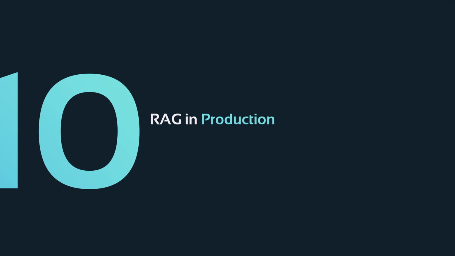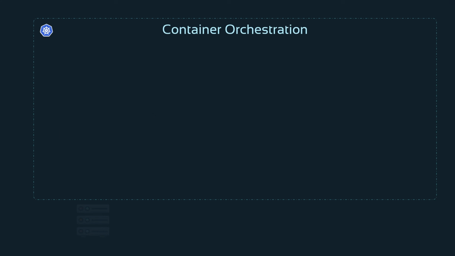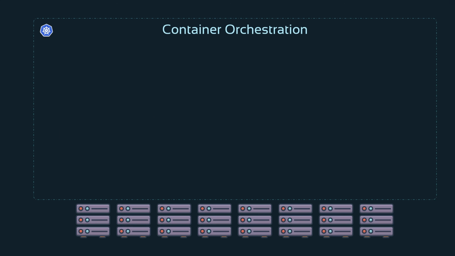Now that we understand the core RAG architecture, we need to talk about what happens when we put these systems into production. Real-world RAG systems face challenges that don't exist in our simple examples: performance issues, failures, and the need to handle thousands of users. So this diagram shows a complete production RAG system running on Kubernetes, and let me walk you through each layer.